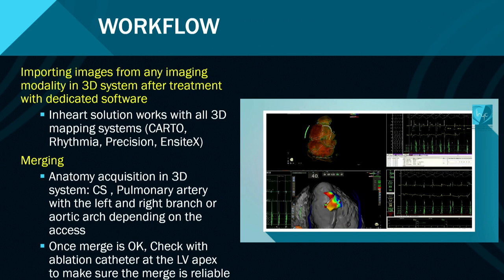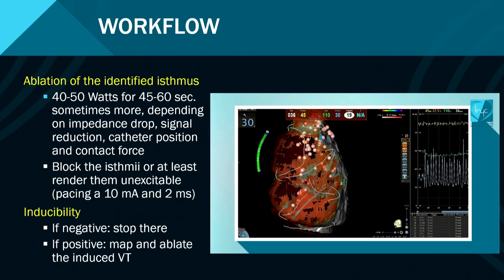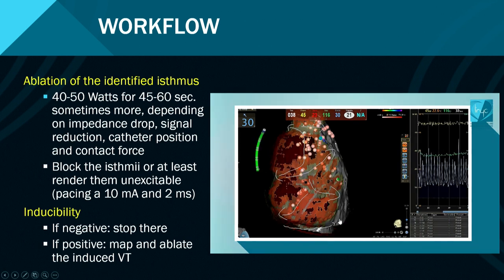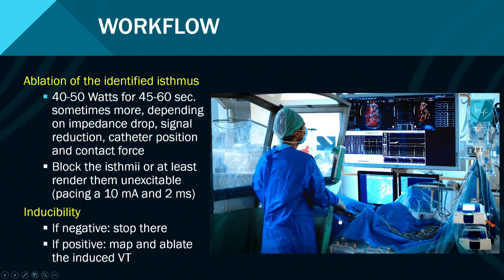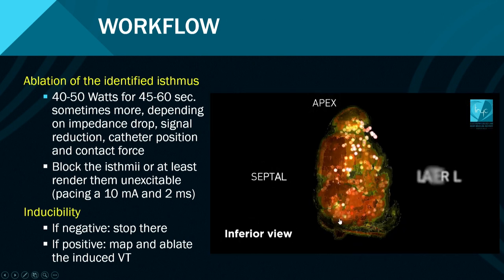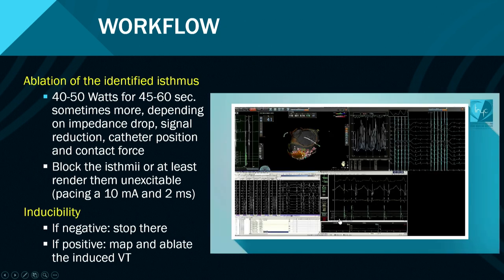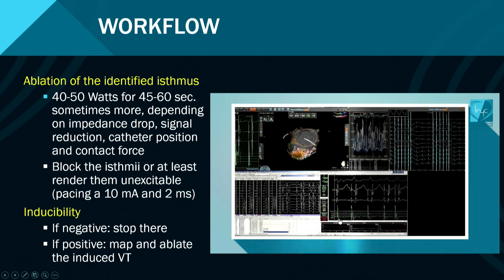And when the merge is okay, then you go on the LV, and then you will target this channel to start with. What I'm doing, but this can vary from one center to the other, is we typically do 40 to 50 watts for 45, 60 seconds, whatever. It depends on impedance drop, signal reduction, of course, catheter position, force. We can discuss that afterwards.